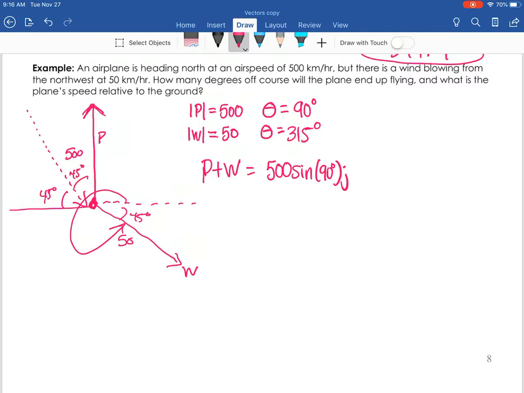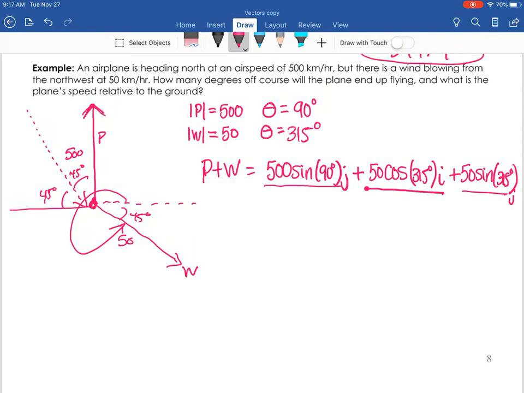Now for the wind, I do have a horizontal component. My horizontal component for the wind would be my magnitude, which is 50 times cosine of the angle for the wind vector, which is 315. That's I. That's my horizontal component. And then my vertical component would be 50 sine of 315 degrees. And that would be J. Sorry, I'm running out of room there. Now this is standalone since I don't have another I to add it to, but I can combine the J's.